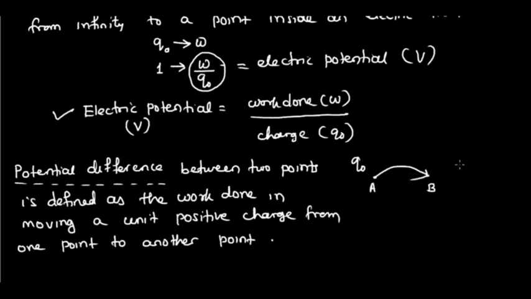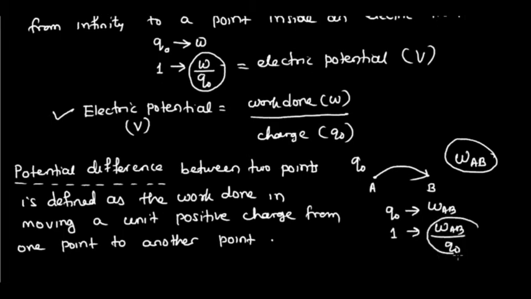Suppose in that process the work done is WAB. WAB amount of work is done to move a test charge q naught from A to B. Then what is the work done to move a unit positive charge? To move a charge q naught, work done is WAB. So to move a unit positive charge, the work done will be WAB by q naught, and this value is known as the potential difference between the 2 points A and B.